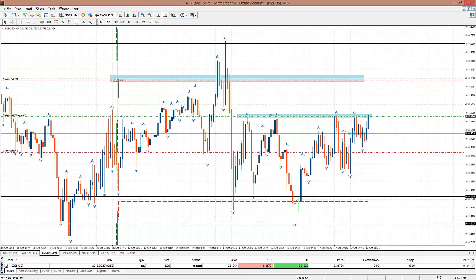So we're moving up here, and here's the break we're looking for. Now it's very important to watch for a close. So we're looking for a 5-minute candle close now above this area. Looking nice and strong now. See if we can get this close.